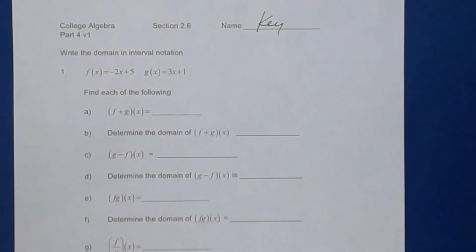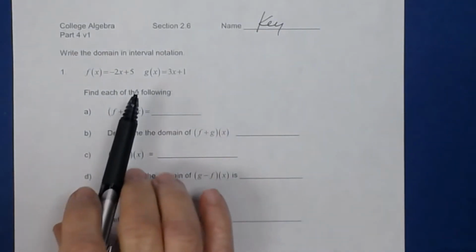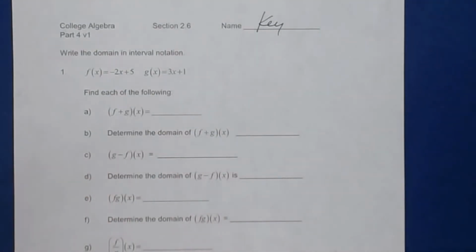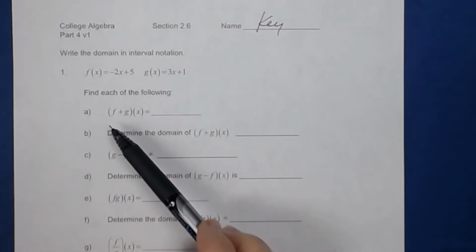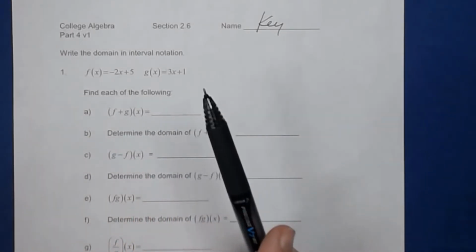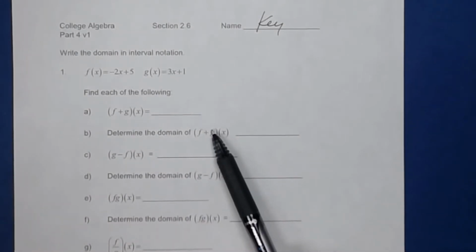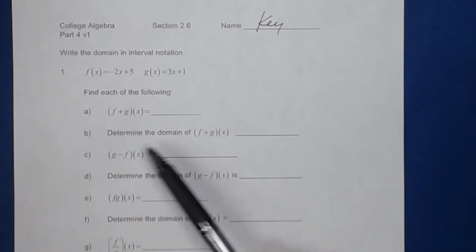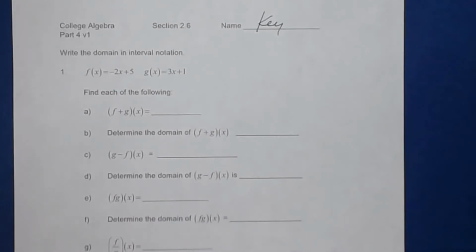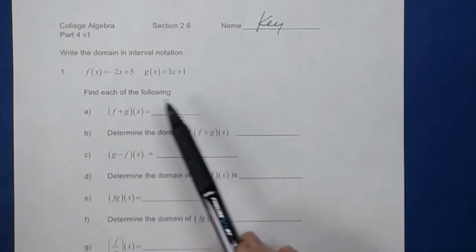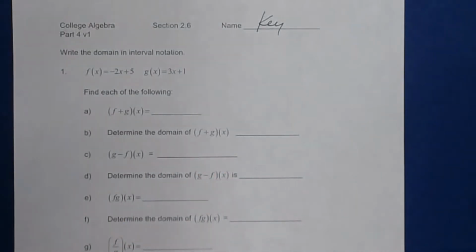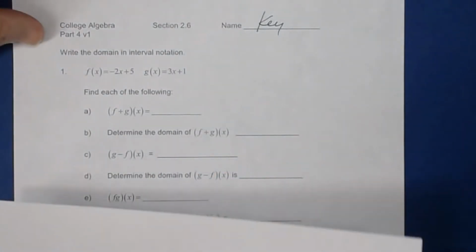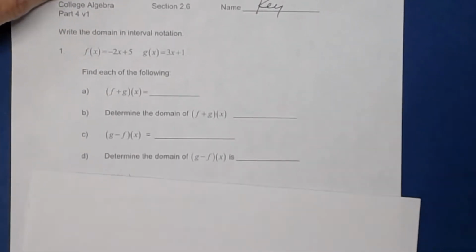This is a key to section 2.6, part 4, and you want to write the domain in interval notation whenever it asks you for the domain. In number 1, you're given these two linear functions, and you want to add them and determine the domain of the new function, and then subtract and find the domain, and so on. It doesn't say anything about showing work, and there's no space here, but obviously you do need to show work on your own scratch paper, but it's not to be turned in.